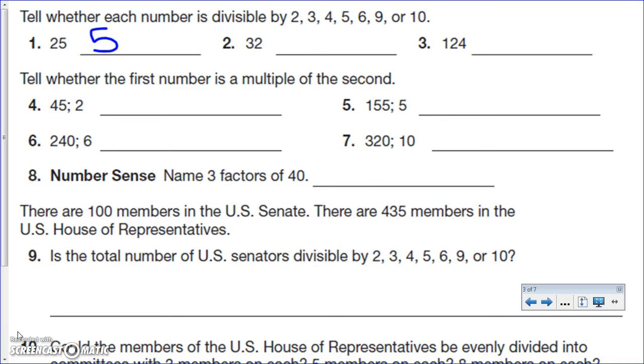For 32, we're going to go through the same steps. So first, we check to see if it's divisible by 2. And since it ends in a 2, we know it is. Then we check for 3. So we're going to add the digits together. 3 plus 2 is 5, not divisible by 3. We look and see if it's divisible by 4. We only have two digits in the number. We know 4 goes into 32 8 times evenly. So it's also divisible by 4.